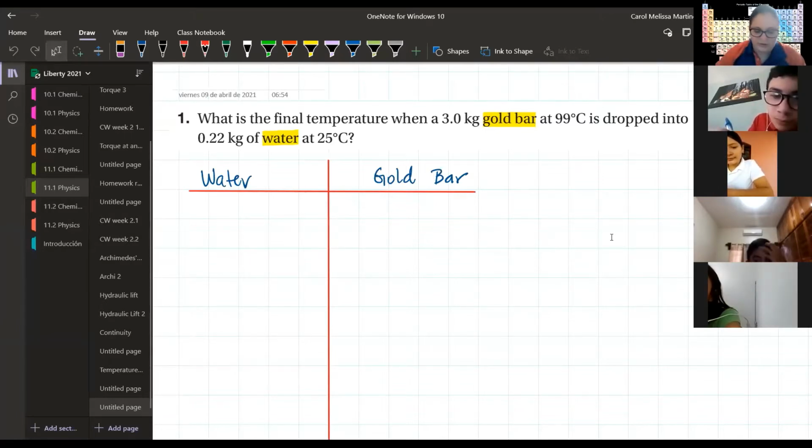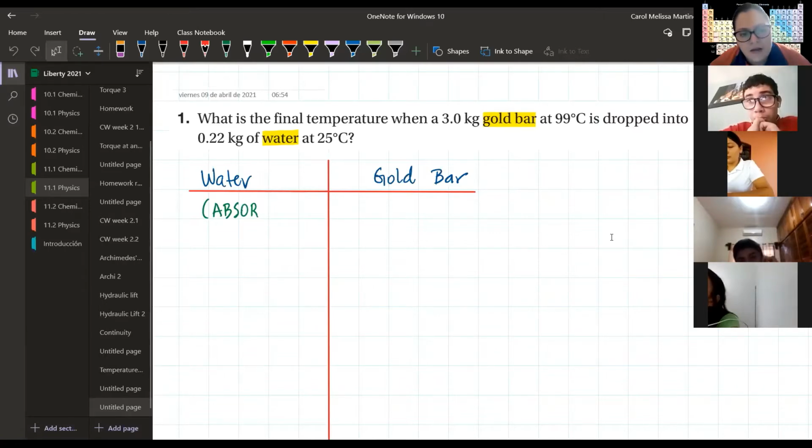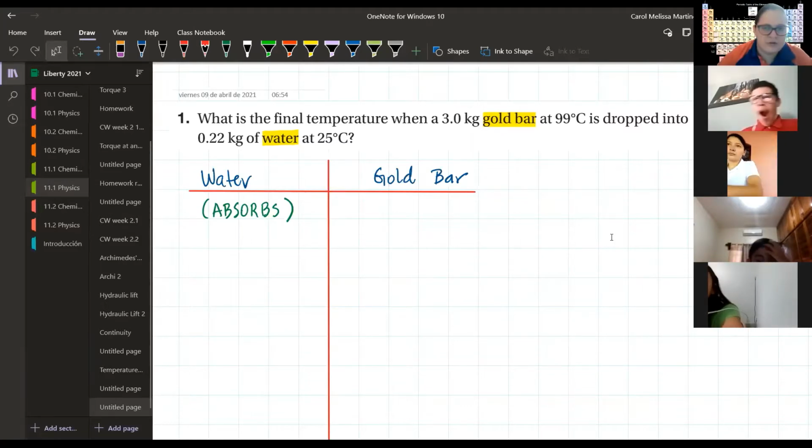But there's another thing that I do, which is that I tell which object absorbs and which one releases. That's the most important step. Now, take a look. In calorimetry problems, water is always absorbing energy. Okay, so water is always going to be the substance that absorbs. And then the other substance is the one that is going to be releasing.